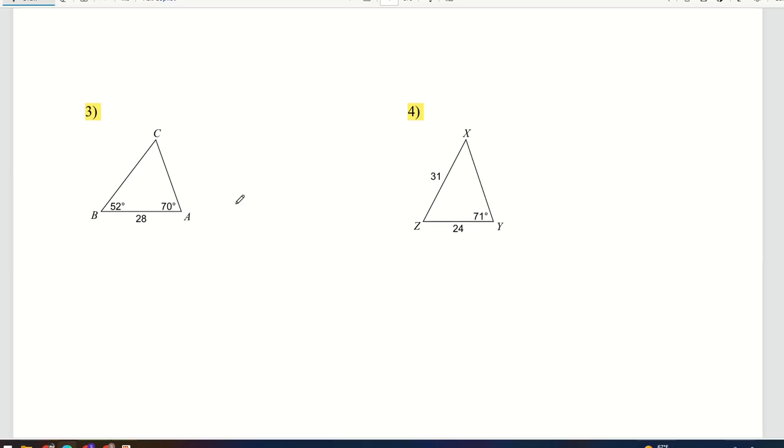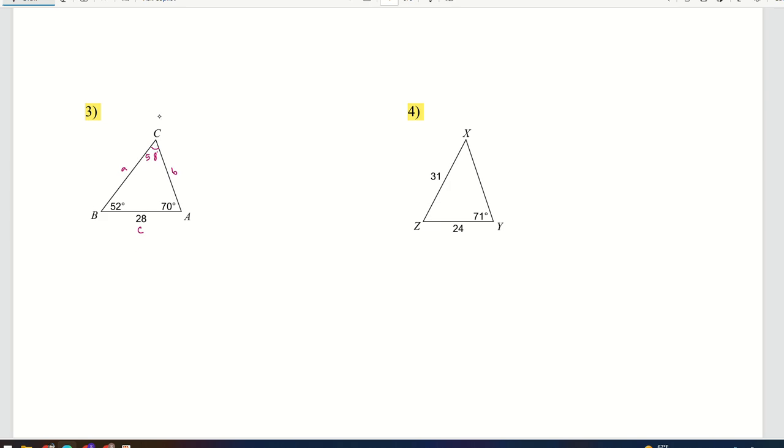Now we start getting into non-right triangles. This is the law of sines and cosines. All right, so this angle C, big C, is pretty easy because we'll just do the 180 trick. 180 minus 70 minus 52. We get that this angle C is 58 degrees. And I see, okay, I need to know little a, that's opposite big A. I need to know little b, but I do know what little c is.